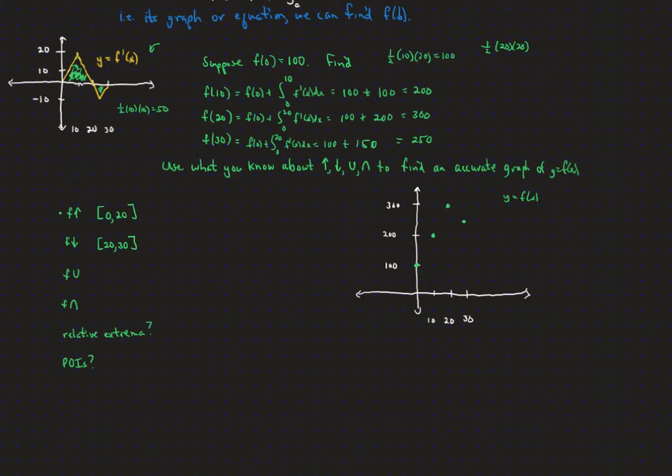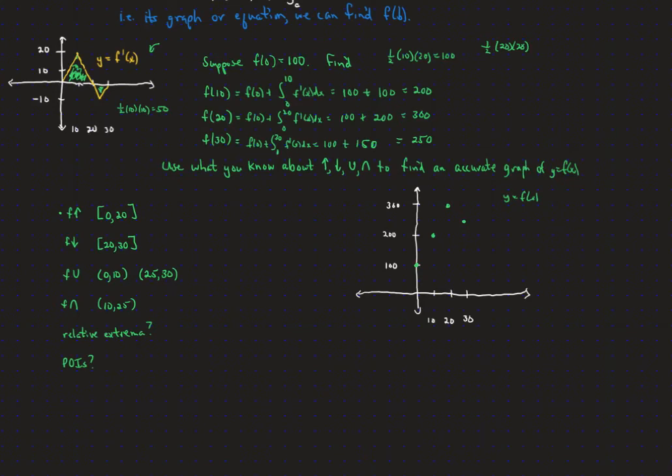F will be concave up when our second derivative is positive, which is going to be where the derivative graph is increasing. So that's going to be along that part from 0 to 10, and also on that part from 25 to 30. F will be concave down when the second derivative is negative, which is going to be when the first derivative is decreasing, and that's going to be from 10 to 25.